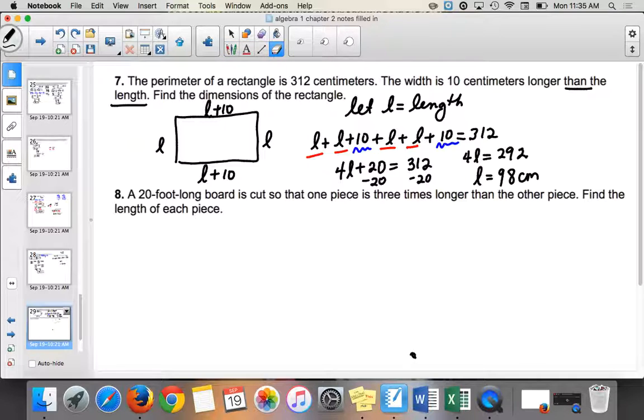All right, now if you couldn't do it with mental math, you can always do it off to the side. You would just do your 292 divided by 4. And I would totally expect you to know how to do something like that on the test without a calculator.